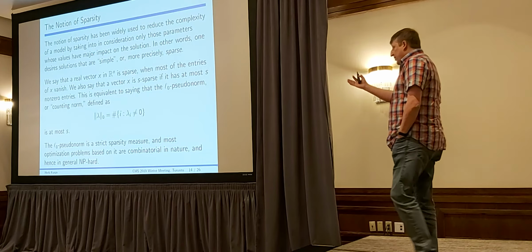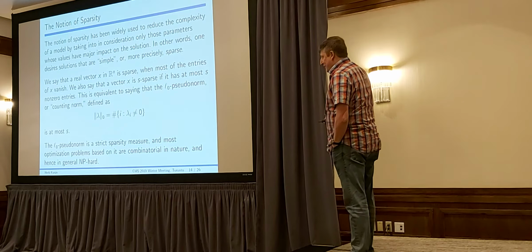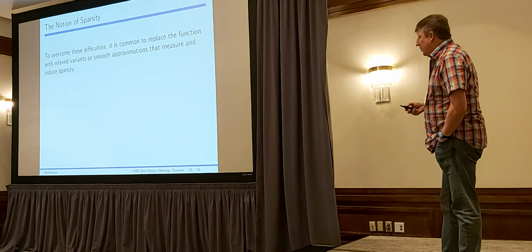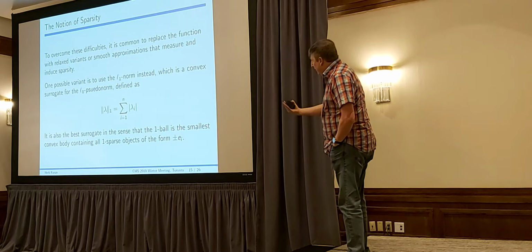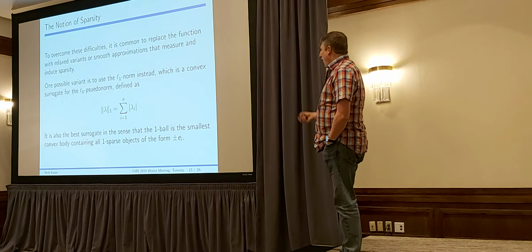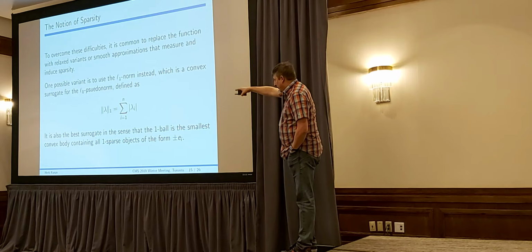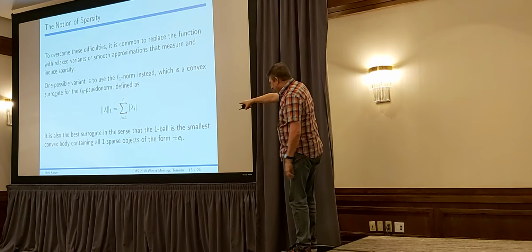This pseudo norm is a bad thing to use in problems because it's not a nice function. So to overcome this, you often replace the L0 pseudo norm by the L1 norm. It's a good proxy or a surrogate, as I wrote here, and what's more, it's a convex surrogate. It's also the best in the sense that the L1 ball is the smallest convex set containing the unit vectors with ones and zeros. So that's a nice correlation.